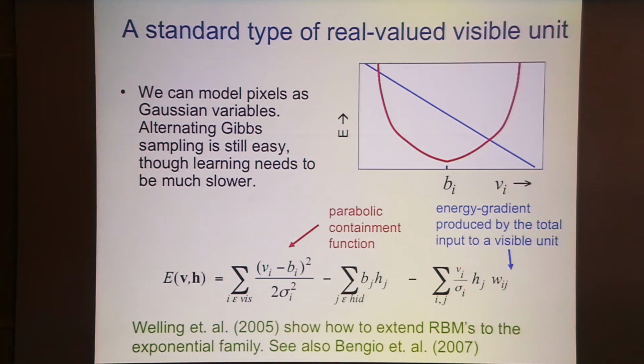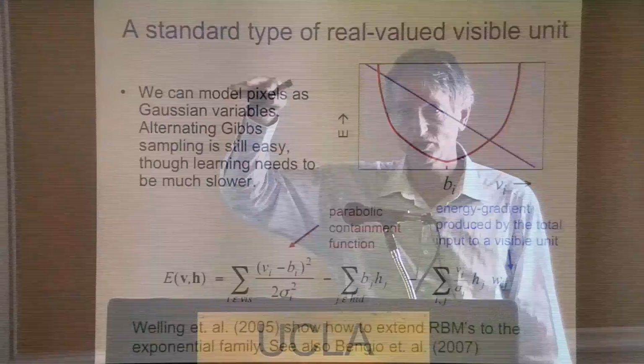Because those are the natural units to measure a Gaussian variable in. Those are what are called z-scores. They're just the natural units. And they're the ones that need to be combined with these Bernoulli variables. So that's the energy function for a restricted Boltzmann machine that has Gaussian visibles and Bernoulli or binary hiddens.